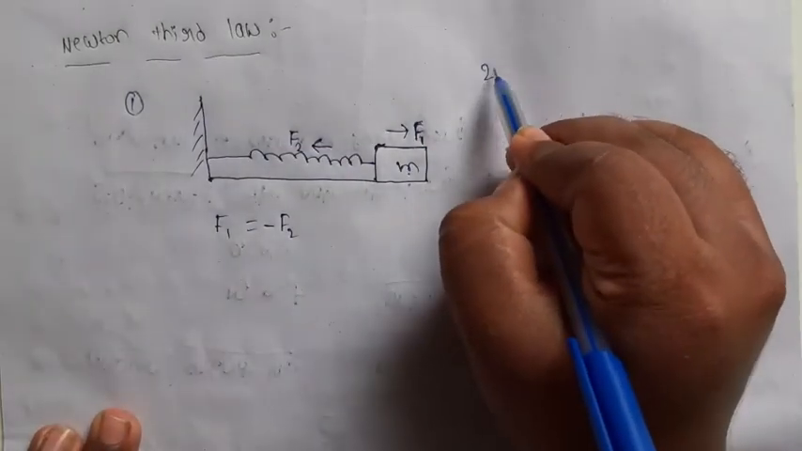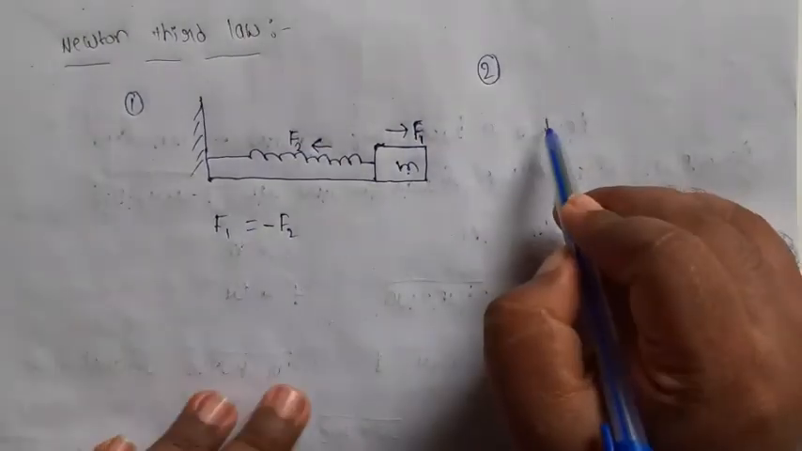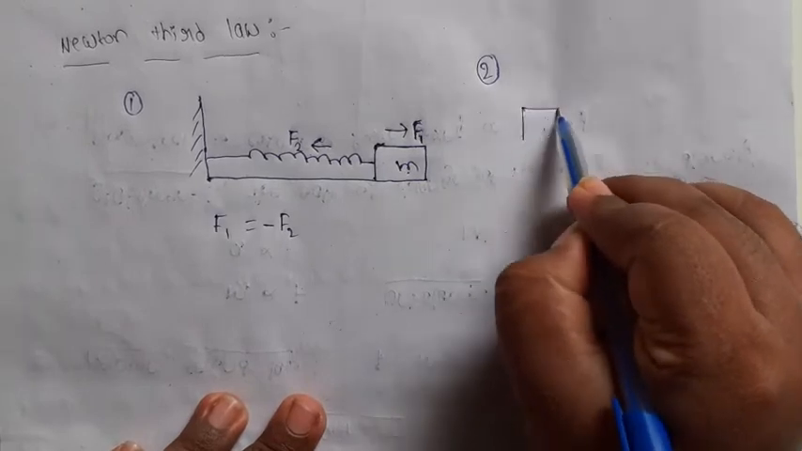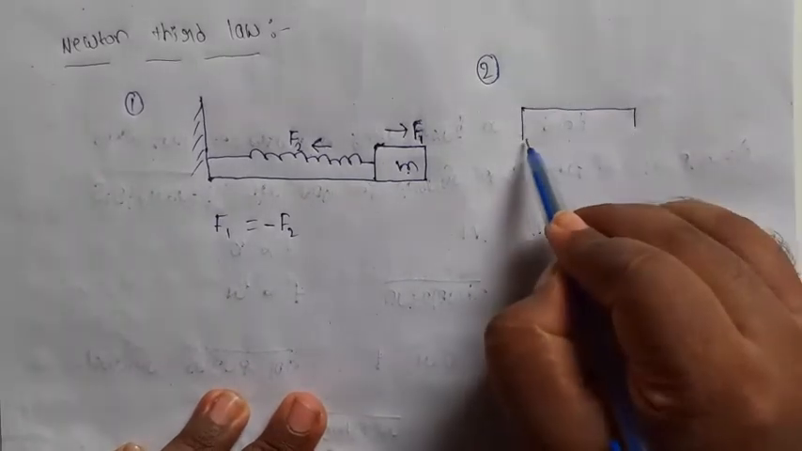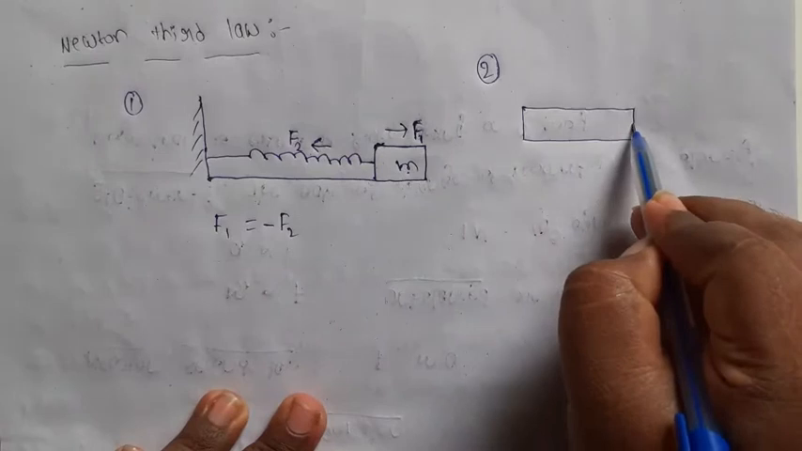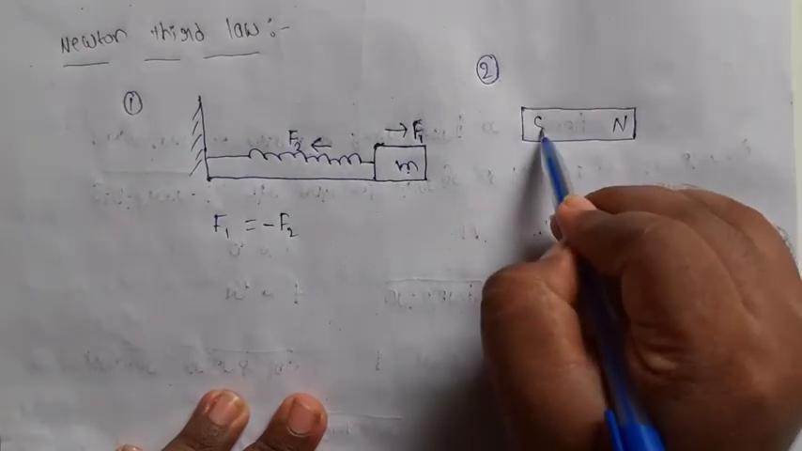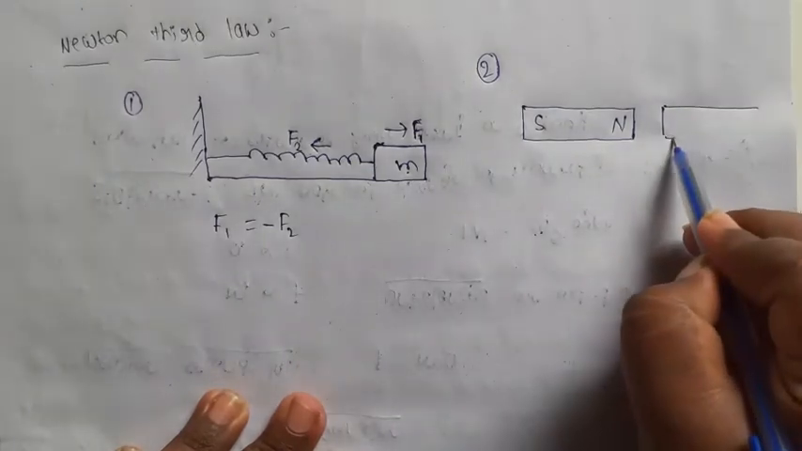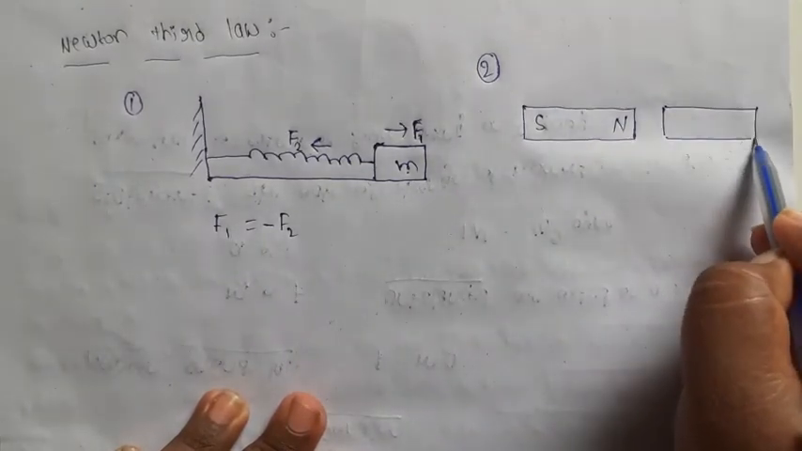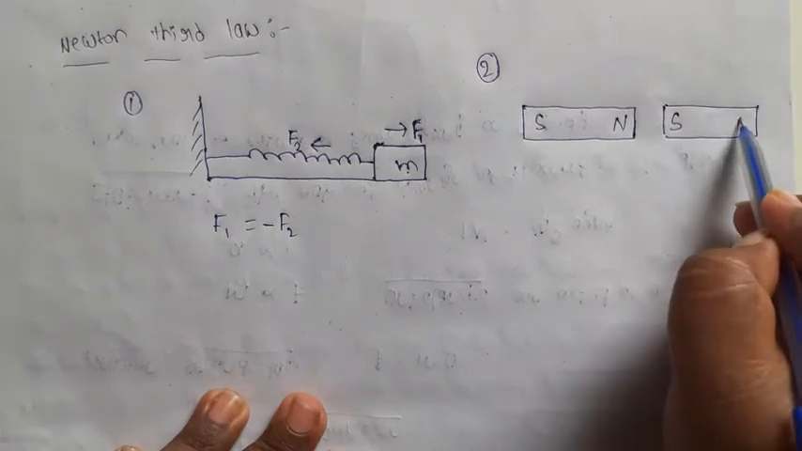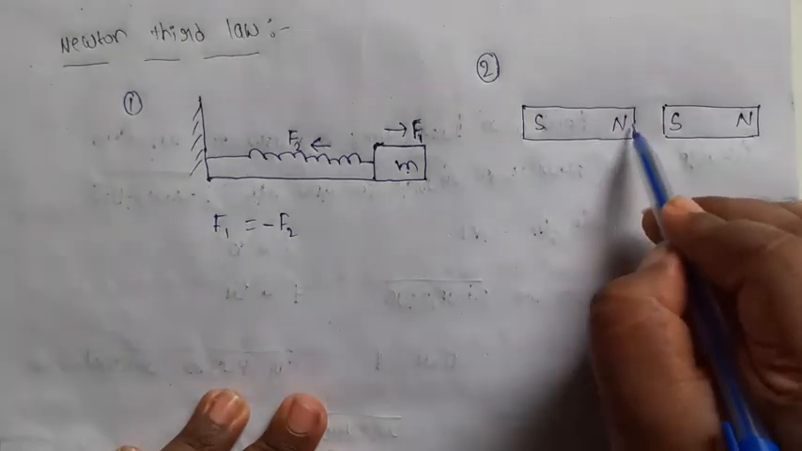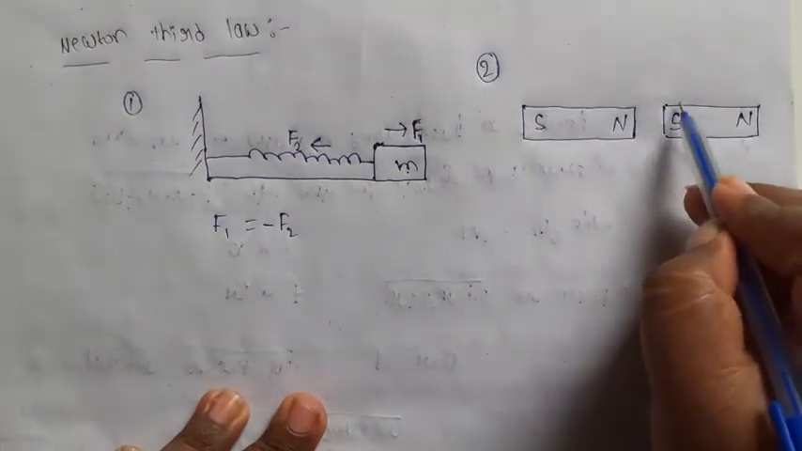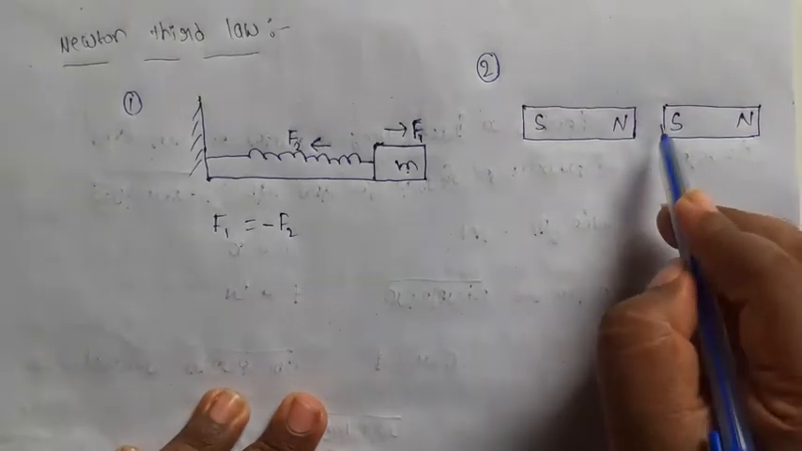Next, second example, I am taking two bar magnets. Every magnet consists of two poles, north and south. This is the other magnet, with south and north. Here is the north pole of the magnet, here the south pole of the magnet.